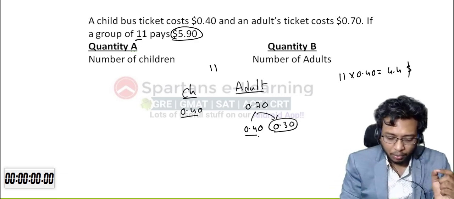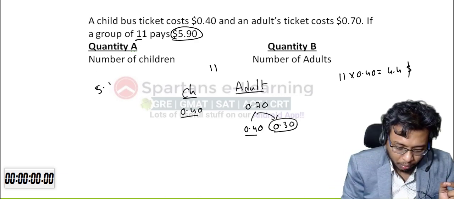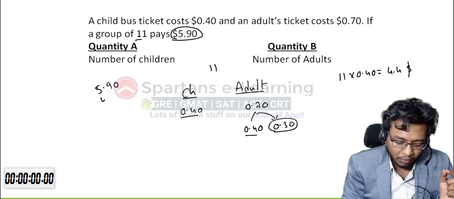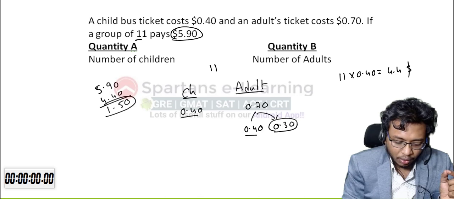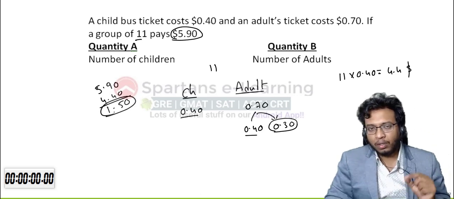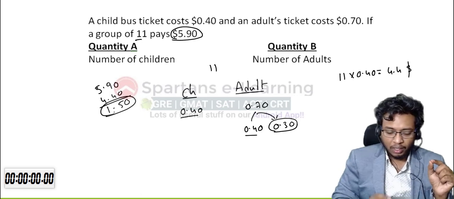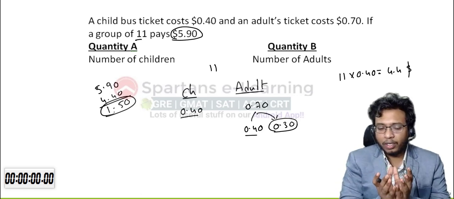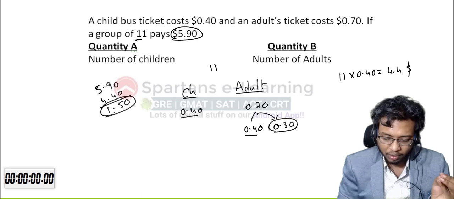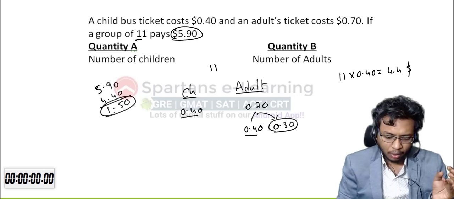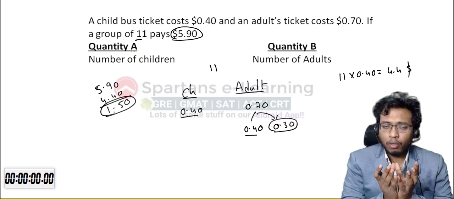So what happened now? There is a loss of how much? It should be 5.90, but we got only 4.40. So there is a reduction of $1.5. Why is there a reduction of $1.5? Imagine why there is a total reduction of $1.5. Because see here, not two adults. Now, why is there a reduction of total $1.5?